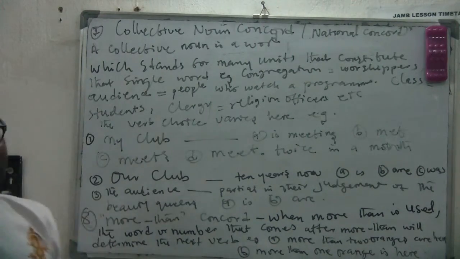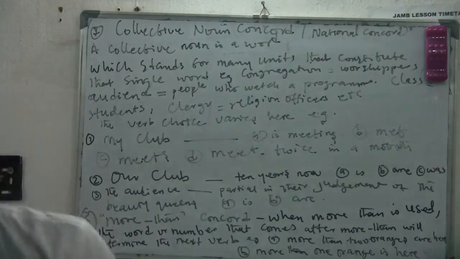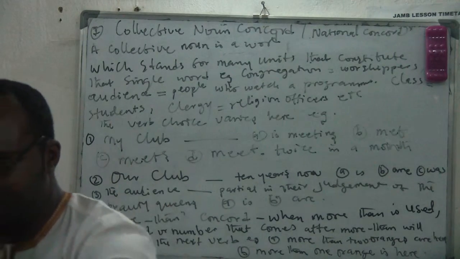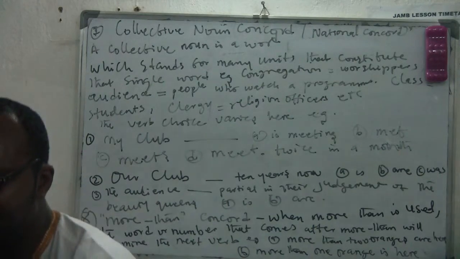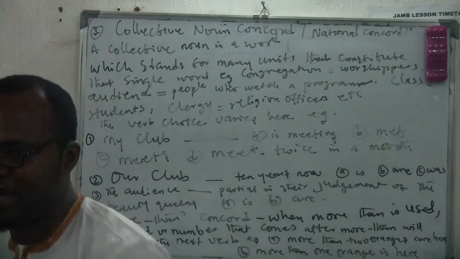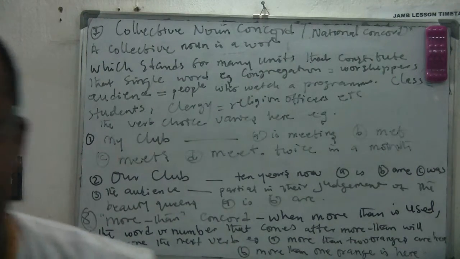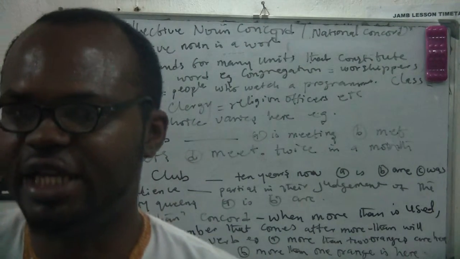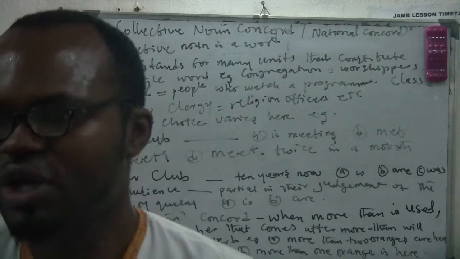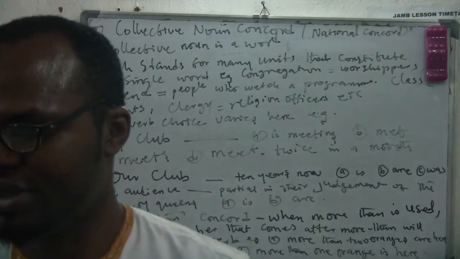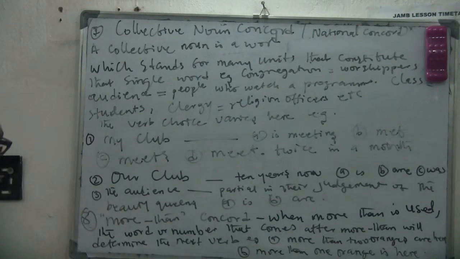And the rule here says that when the collective noun is performing an action, the verb used has to be a plural verb. Is that clear? When the collective noun is performing an action, the verb used is a plural verb. But when the collective noun is not performing an action, use a singular verb. Is that clear?